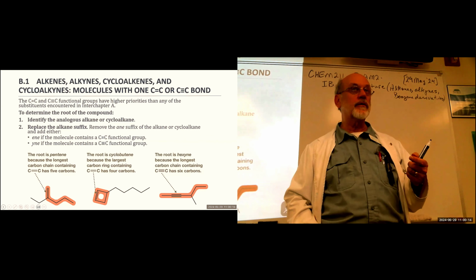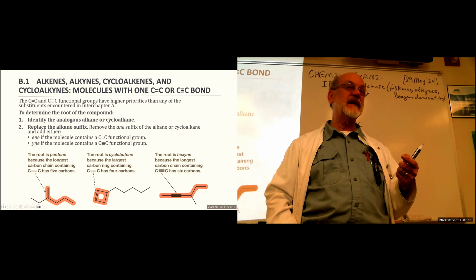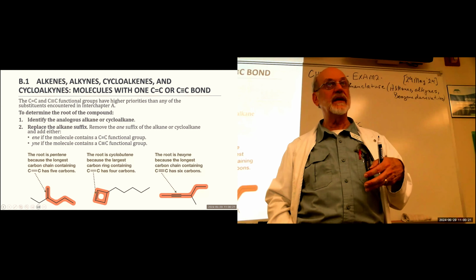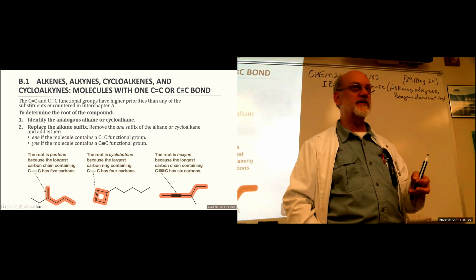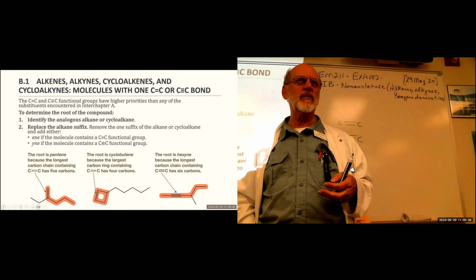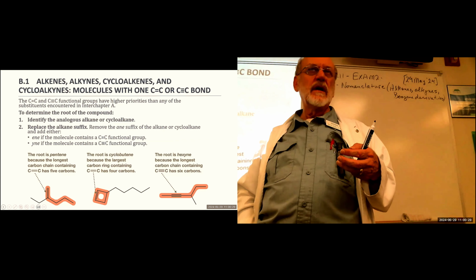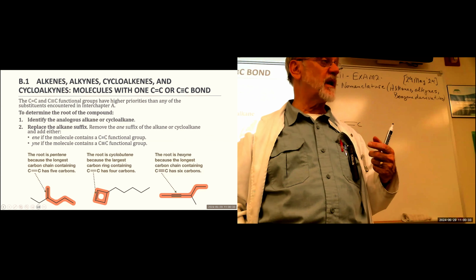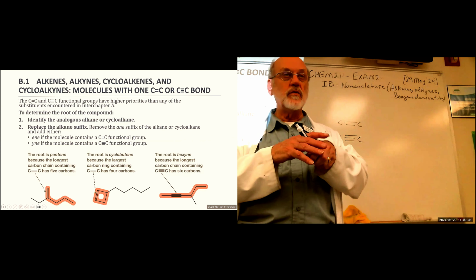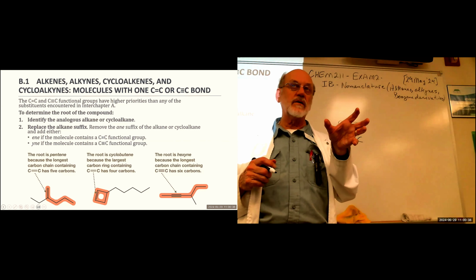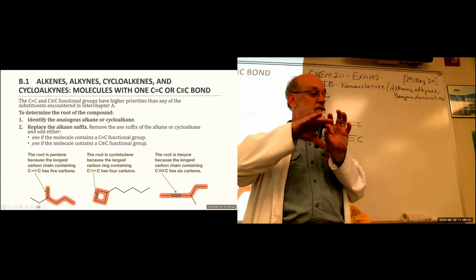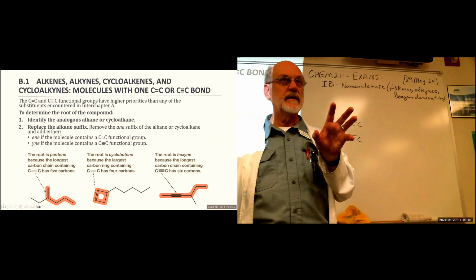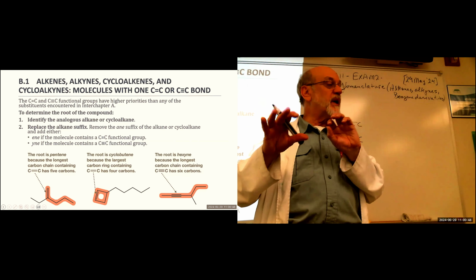So the root for the first one would be pentene, derived from pentane, 5 carbons. We just changed the ending to pentene. So the first one is fairly simple. The second one might give you trouble, because how do you name that one? Remember, when you have a cyclo of any kind in your molecule, you take the number of carbons in the cyclo separate from those in the straight chain or the branched part of the chain. And then you compare those two lengths.